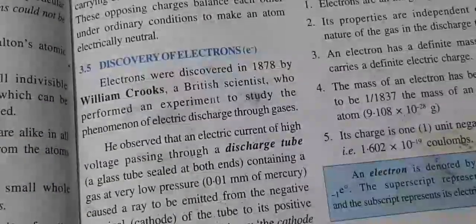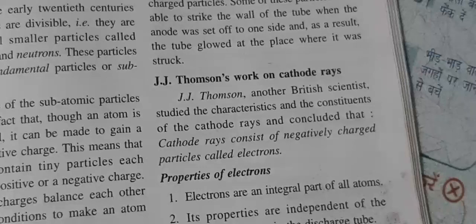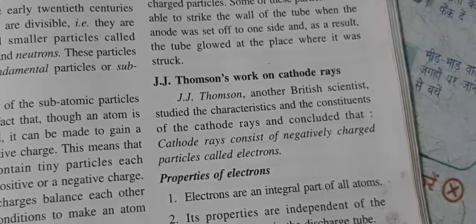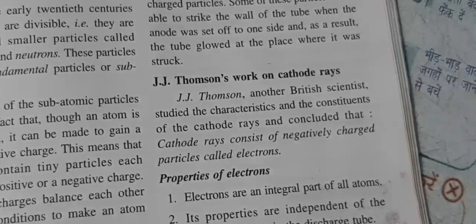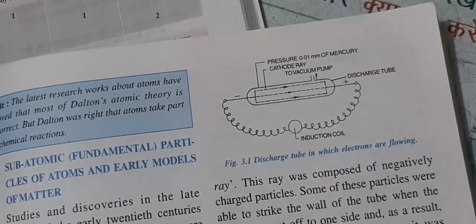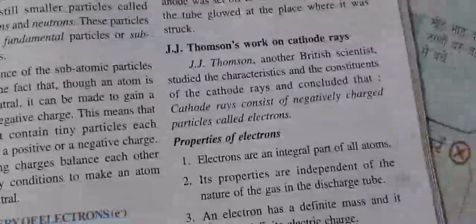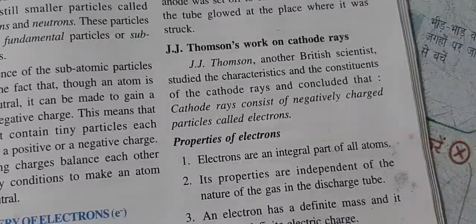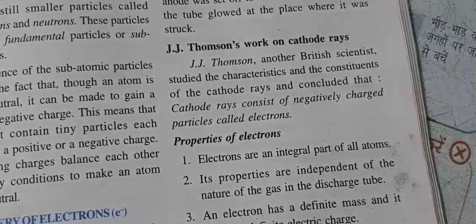We earlier learned who discovered electrons. For the discovery of the electron, J.J. Thomson, a British scientist, did great work. He found negatively charged rays coming when he was studying the discharge tube, and he told that these negatively charged rays are an integral part of all atoms. They are present in each and every atom, and it doesn't matter which gas is present in the discharge tube.